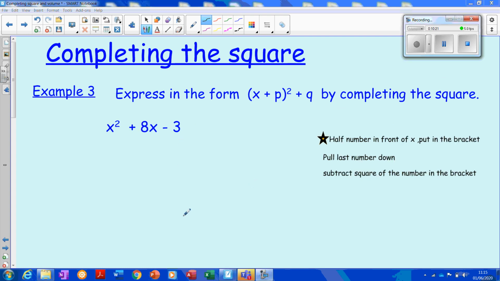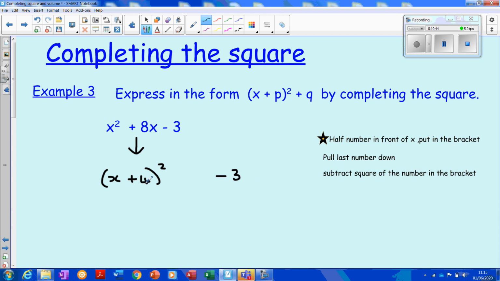Okay, third one, express in the form x plus p all squared plus q by completing the square. So first thing is half the number in front of x and put it in the bracket. So we've got plus 8, when I half that I get plus 4. So it's x plus 4 all squared. Pull down the last number, so minus 3 gets pulled down to there. And the last thing, subtract the square of the number in the bracket.